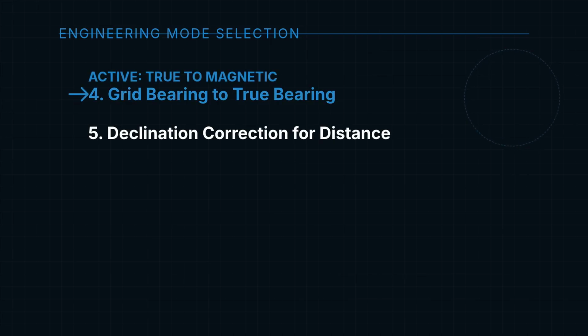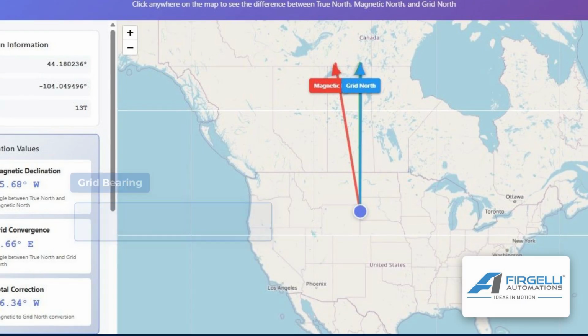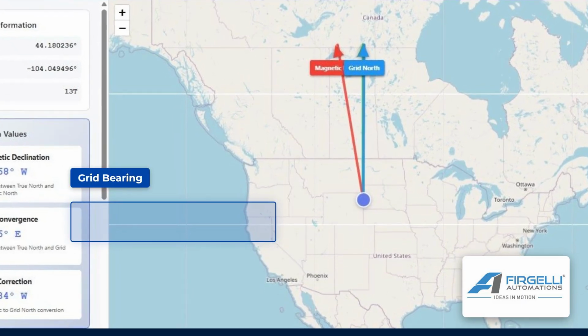For this demonstration, I'm using true bearing to magnetic bearing mode. The input fields include true bearing in degrees, which accepts values from 0 to 360. There's magnetic bearing in degrees with the same range. Grid bearing in degrees is also available.